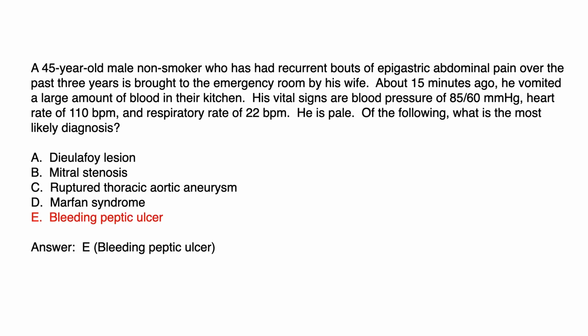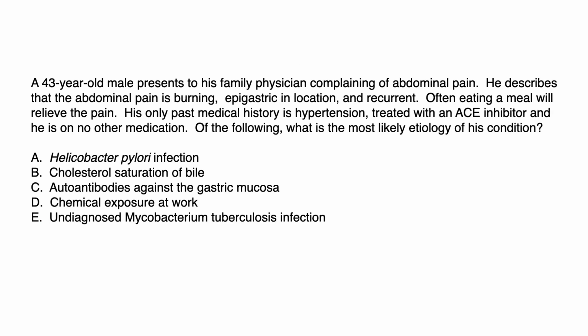A Dieulafoy's lesion is an abnormally dilated vessel, which can cause GI bleeding, but would be really rare compared to a peptic ulcer. Mitral stenosis can lead to coughing up of blood. A ruptured thoracic aortic aneurysm could potentially rupture, if there's a fistula or something like that, into the GI tract or could be misinterpreted as bleeding. So it's possible, but there's no risk factors for it. And then Marfan syndrome, same thing. So of these choices, given the fact that he has had recurrent bouts of epigastric abdominal pain over the past 3 years, the best choice would be a bleeding peptic ulcer as to why he's having this sudden bleeding now. Okay, so pause and we'll do the answer.